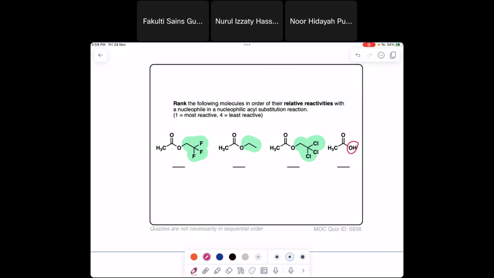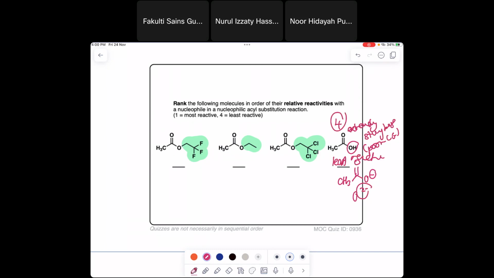Sebab once dia diprotonate dia akan jadi CH3O minus kan kalau kita protonate dia kan. So again leaving group dia jadi apa? O minus. So extremely strong base and therefore a very poor leaving group. The least reactive. Nombor 4.